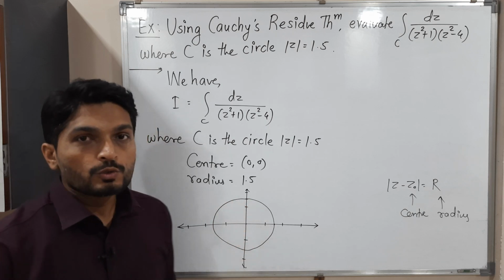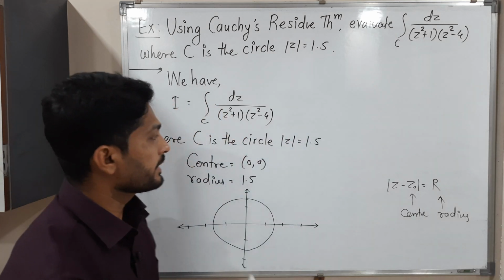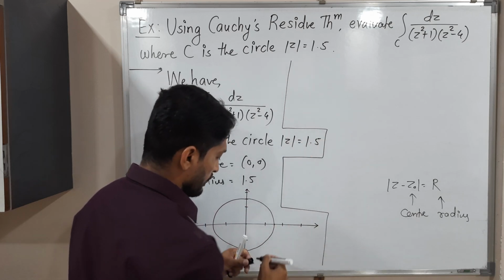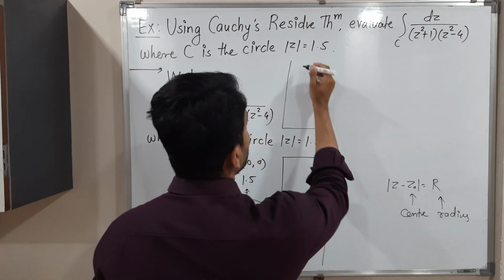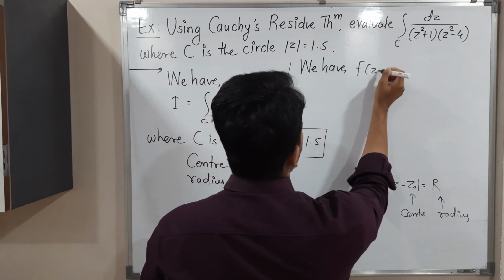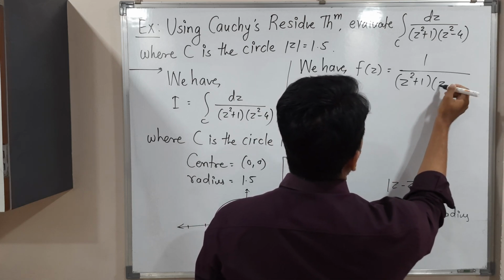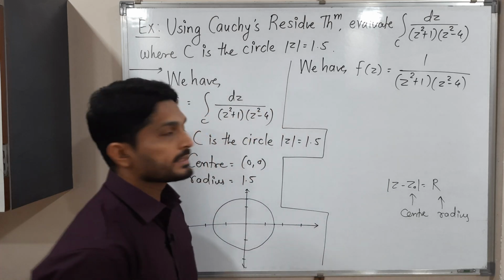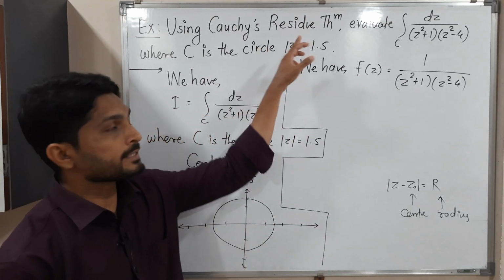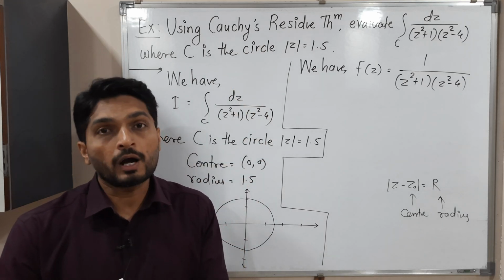The next important thing is the given function, the function inside this integral. Let us call it f of z. So f of z is 1 upon (z square plus 1)(z square minus 4). We have to find the value of that integral with the help of Cauchy's residue theorem. So let us recall the statement of Cauchy's residue theorem, then we will plan how to solve this problem.